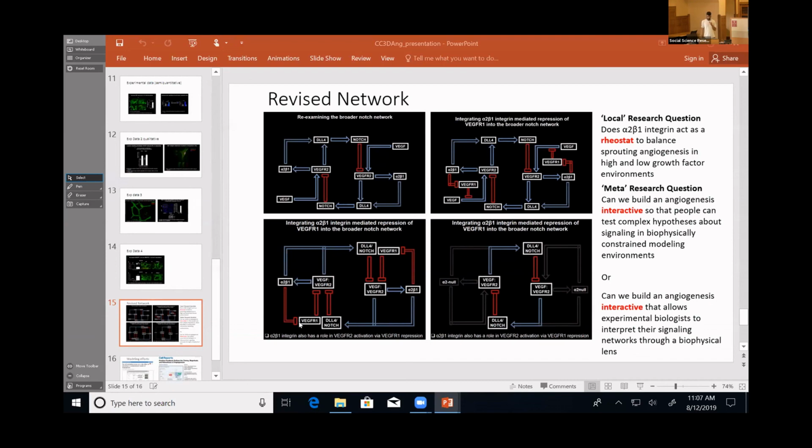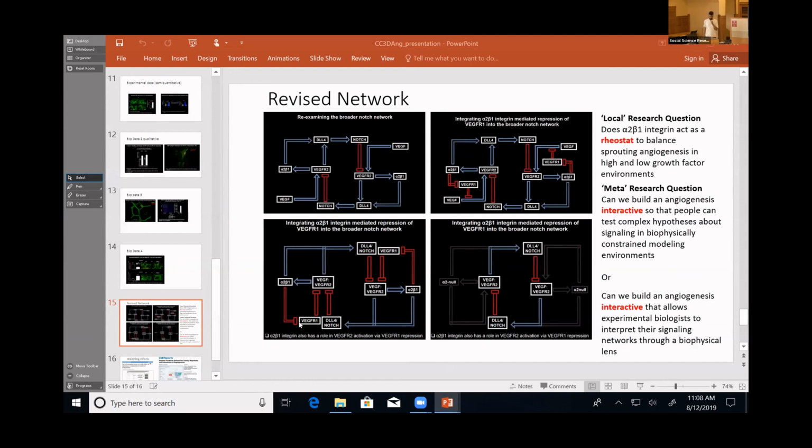So in this way, it's possible that alpha-2 beta-1 integrin has both a positive and negative effect on delta notch signaling. And so it's possible that the integrin could act as a kind of rheostat. In high growth factor signaling environments, it could have one effect. In low growth factor signaling environments, it could have another effect, depending on whether its promotion of DLL4 or its inhibition of VEGFR1 was the dominant factor.